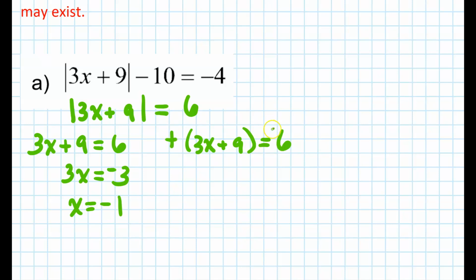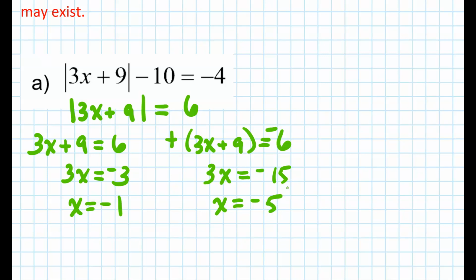So that becomes a positive. I get a negative there. So now, if I move my 9 over, I'm going to get 3x is equal to negative 15. So this x is equal to negative 5. All right, so I have 2 solutions. Do you have a question now?